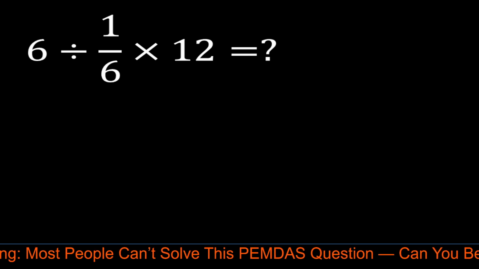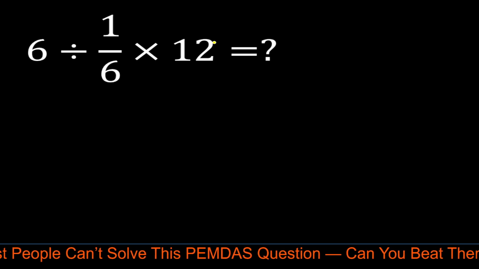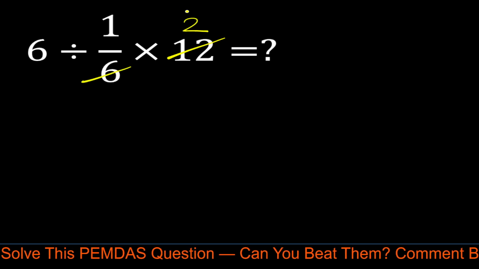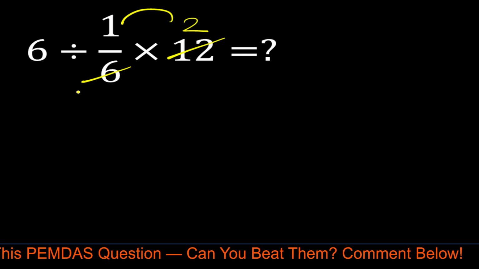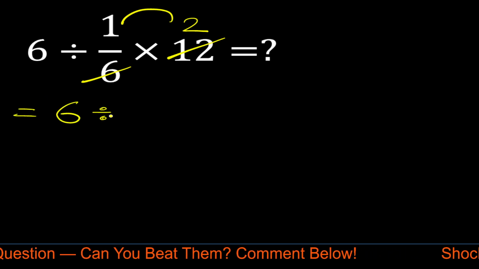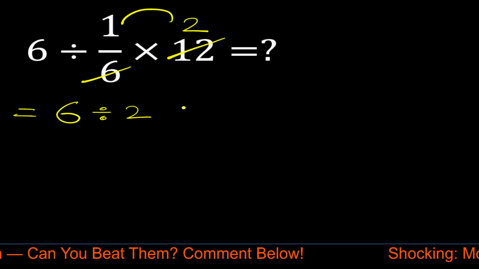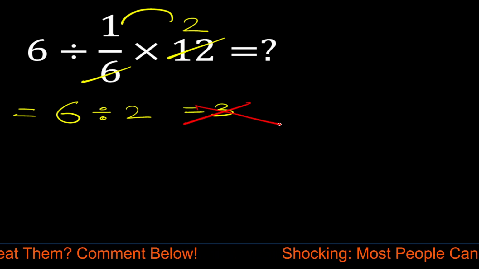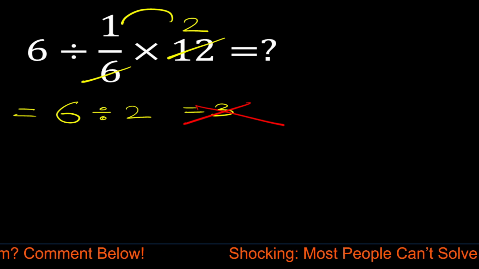So most people solve this question like cancel this 12 by 6, right? So 2 now, 2 times 1 is equal to 2, right? So 6 divided by 2. So 6 divided by 2 is equal to 3. But this answer is not correct. This answer is completely wrong.